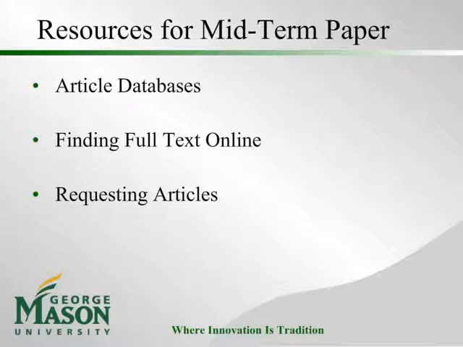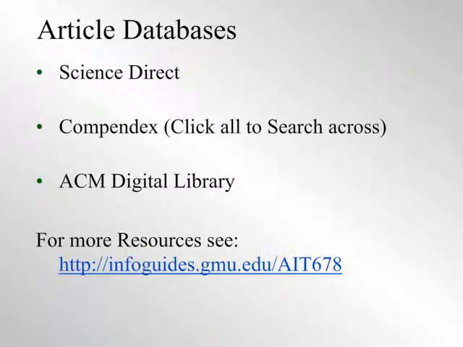Now let's discuss the best resources to use to conduct your research for your midterm paper, which asks you to assess the implications and potential impact of one of the national security challenges covered thus far in the course, and to provide one or more feasible technological solutions to the challenge. The main resources we will focus on for this paper are article databases and journals. In this section, we will learn how to search for articles, find full text, and request articles if the full text is not available online.